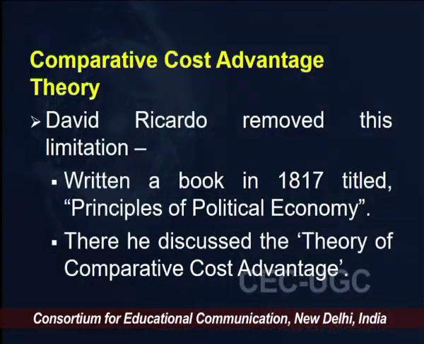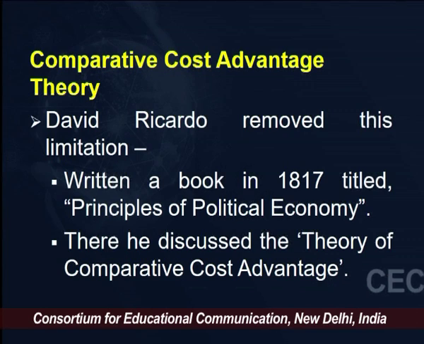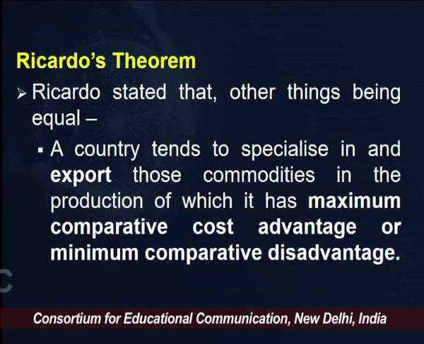So, David Ricardo removed this limitation. He wrote a book in 1817 titled Principles of Political Economy. There he discussed the theory of comparative cost advantage. Ricardo stated that, other things being equal, a country tends to specialize in and export those commodities in the production of which it has maximum comparative cost advantage or minimum comparative disadvantage.